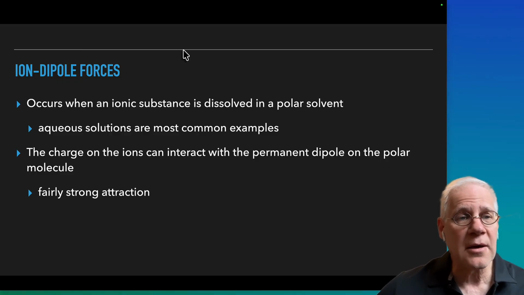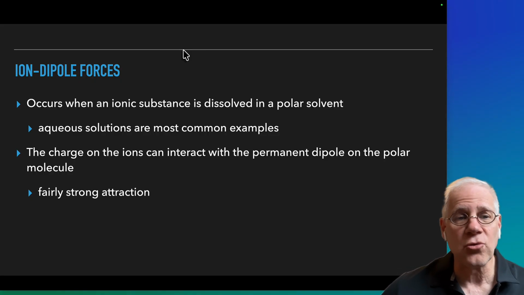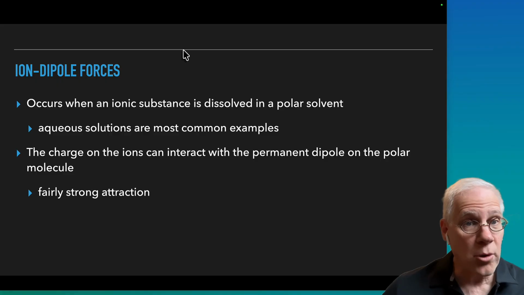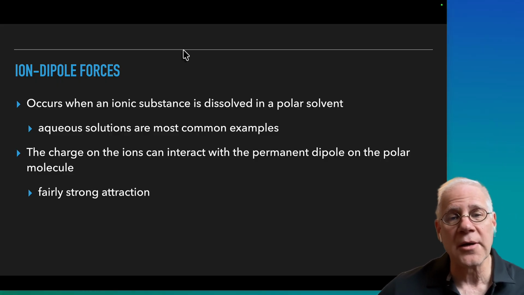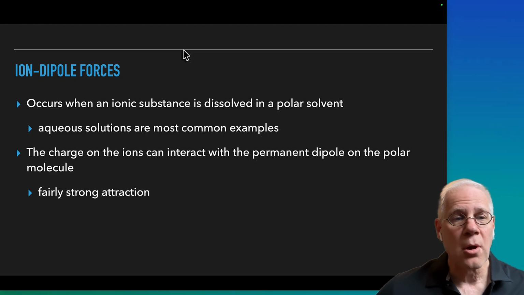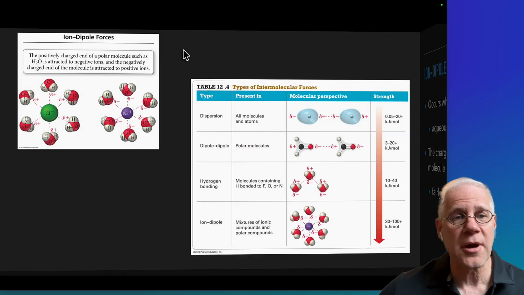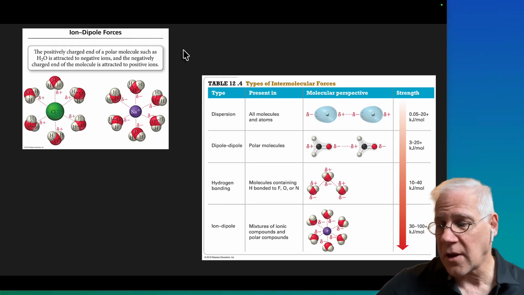When you have an ionic substance being dissolved in a liquid, those ions separate into their cations and anions. They carry a full positive and a full negative charge, or even more, depending on which ion you have. The charges on those ions can interact with the permanent dipole on the polar molecule, and these do create a fairly strong attraction. So we can look at examples of that here. We get these ion-dipole forces.